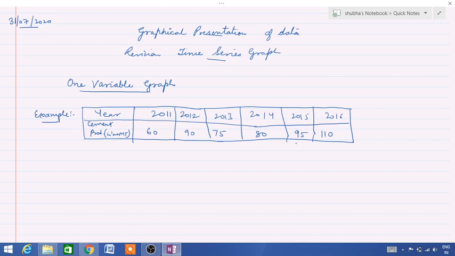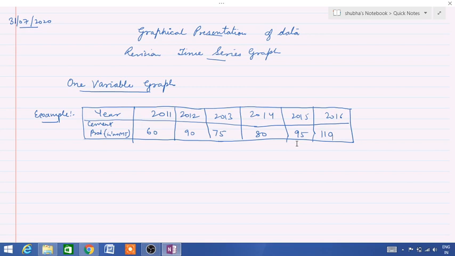Today I am here to give you the revision of the time series graph in one variable, when one variable is given. Earlier also I have uploaded some videos regarding the time series graph, but in this video I am again giving you a revision. Suppose this is an example given in which the years are given: 2011, 12, 13, 14, 15, 16, and the cement production in 1000 million tons is given.